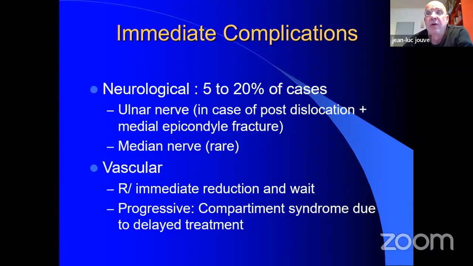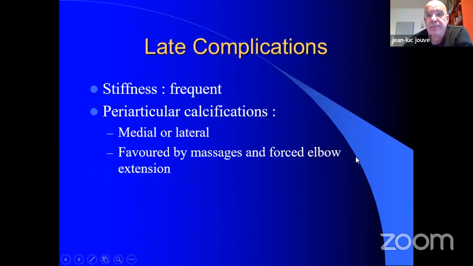If not, you have to do arteriography, or you have to do CT and angiography, and if necessary, repair the artery. A progressive complication is a compartment syndrome due to a delayed treatment. If the dislocation remains 1 or 2 days before treatment, a compartment syndrome is possible, and you have to associate to the reduction a wide opening of the aponeurosis of the forearm.